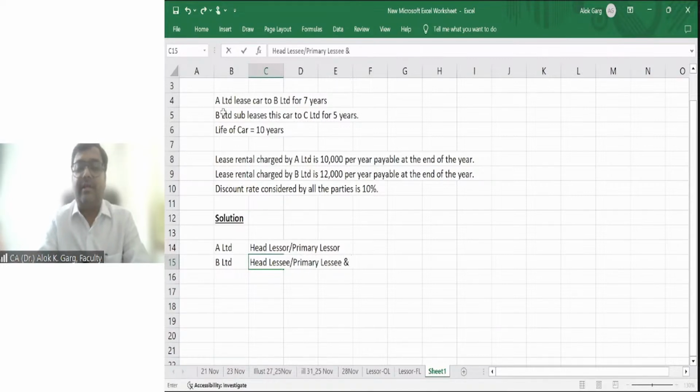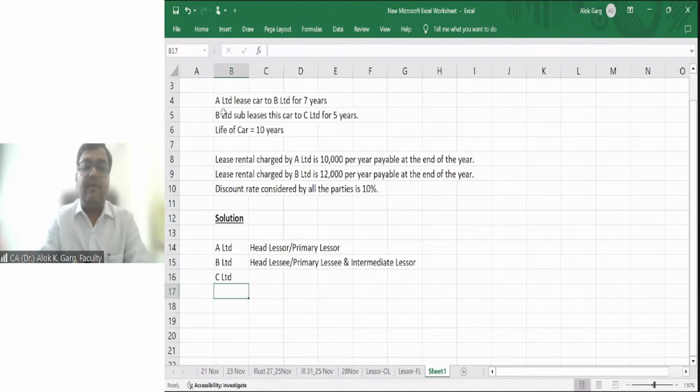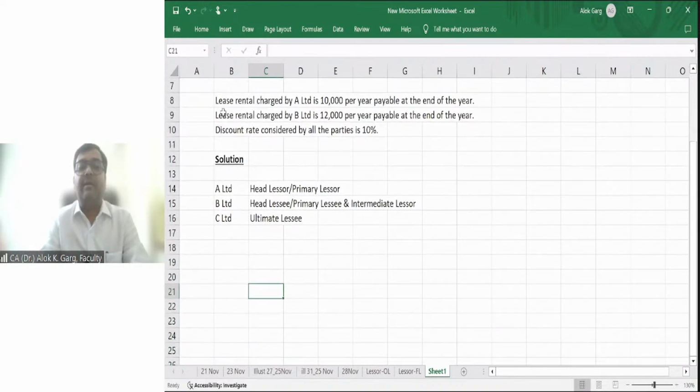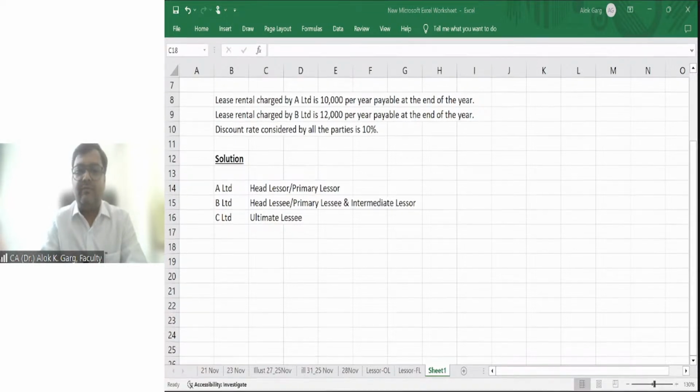And he is also considered as an intermediate lessor. C Limited will be considered as an ultimate lessee. C Limited is considered as an ultimate lessee. All right. I hope it is clear to all of you.